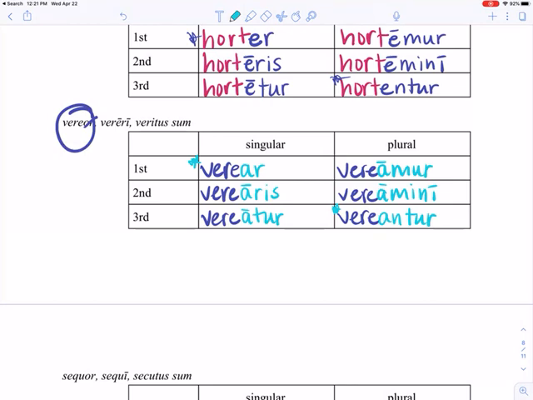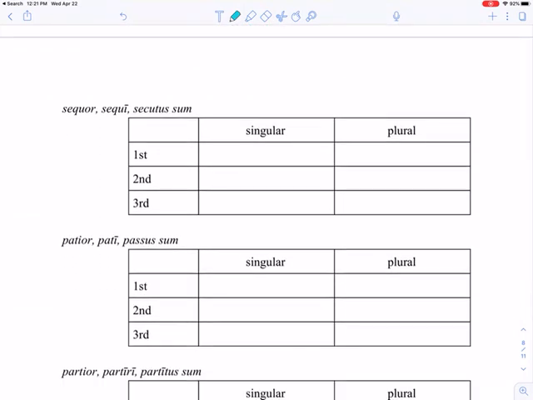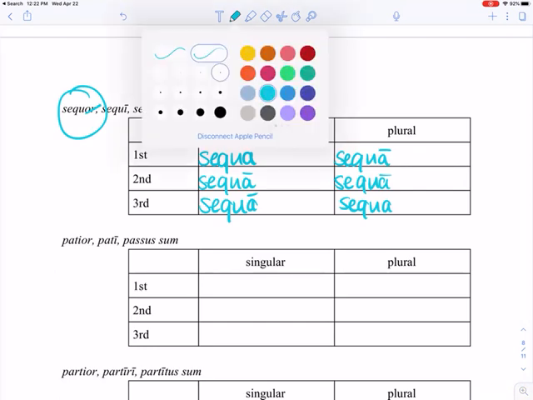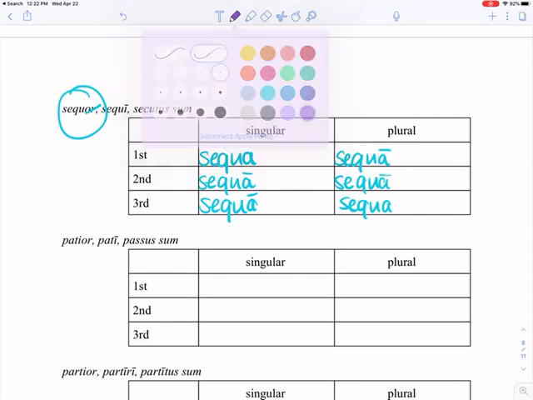Okay, and so we are going to take our first principal part, we're dropping or, and so our stem becomes sequ again. Okay. All right. Now, for third conjugation, we added just the A. Okay. So I'm going to add my A. I'm going to add my macrons where they are needed. Okay. And then I didn't change. I will change now.